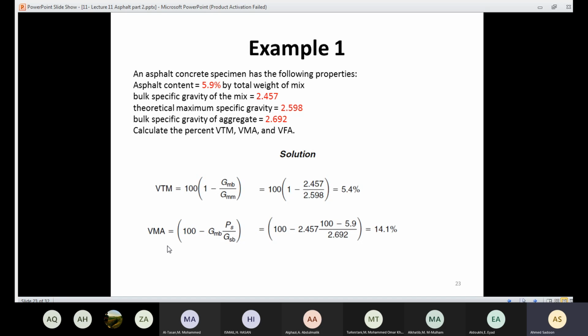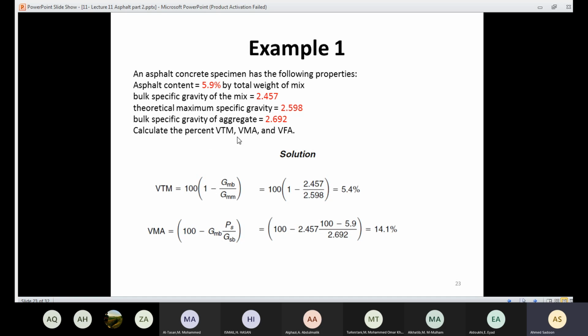So I'm going to just plug the numbers into the formula. This one is going to be 100% minus 5.9. This one is given, and that one is given. Then the VMA comes out to be 14.1%.